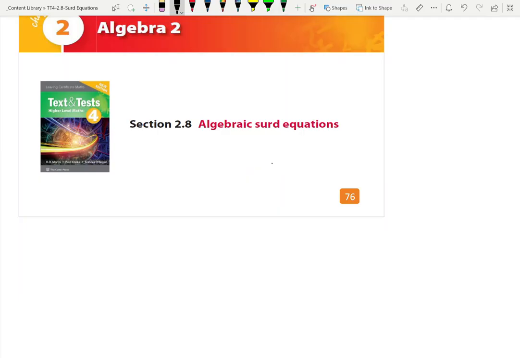Okay, welcome back. We're moving to section 2.8, algebraic surrogate equations. Any equation involving a radical, and this is what a radical looks like, an algebraic radical would be like that, or like this, and it might be equal to 3 or something like that. Any equation of that form is called an algebraic surrogate equation.